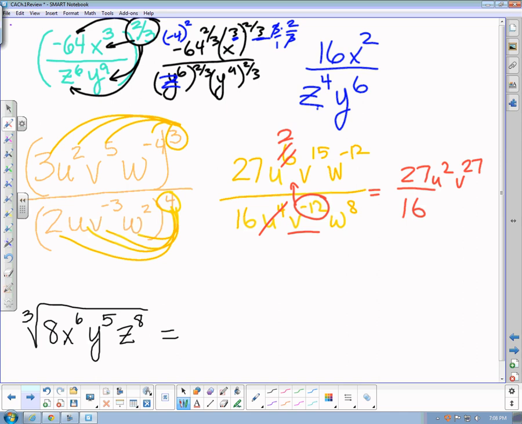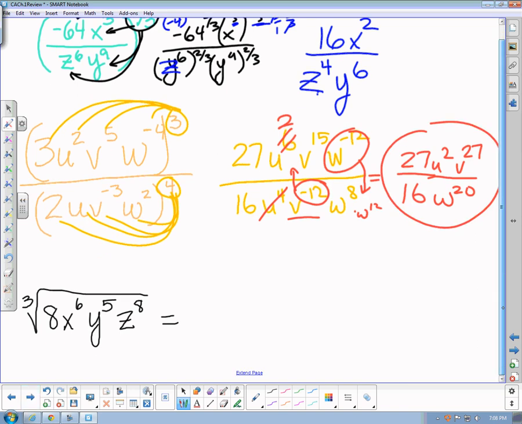And then the w's are going to move to the denominator because of the negative exponent as well. So w to the 8th times w to the 12th is w to the 20th. And so that is our final answer. We can't do any more simplifying, so we would be done with it. And moving on to the next one.